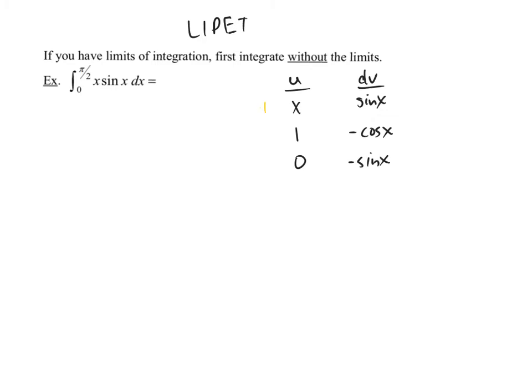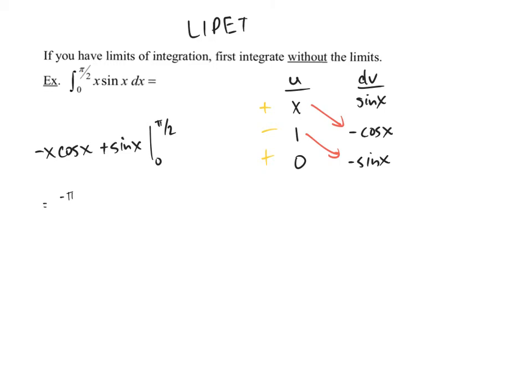Okay, do not forget that these signs are supposed to alternate, so positive, negative, positive, and then we're going to multiply diagonally. So x times negative cosine x, and then negative 1 times negative sine x, and that will be our antiderivative. So I'm going to have negative x cosine x minus negative sine x is going to become plus sine x, and that's going to be evaluated from 0 to pi over 2.